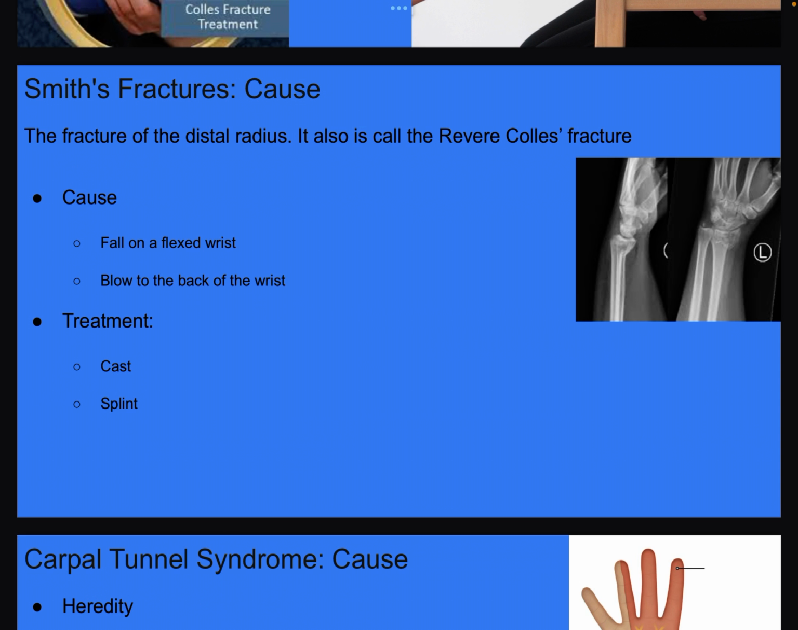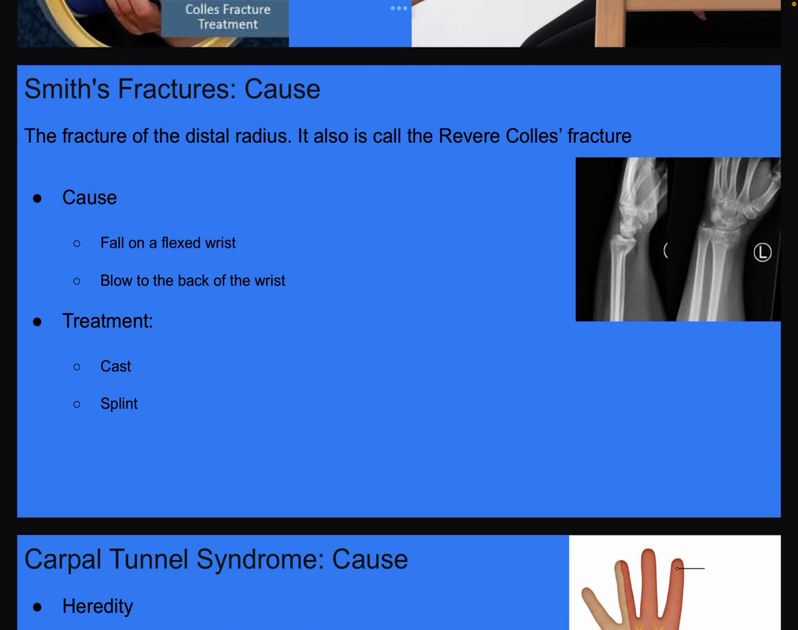Getting back to the presentation, there are a lot of causes for this fracture, this common injury that we have. But there are only a few set treatments because there's not much they can do. It's the exact same treatment as the Colles fracture, so there's no difference.